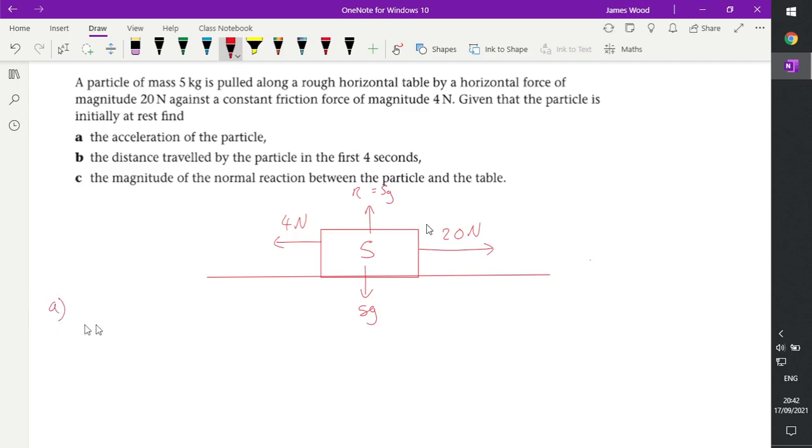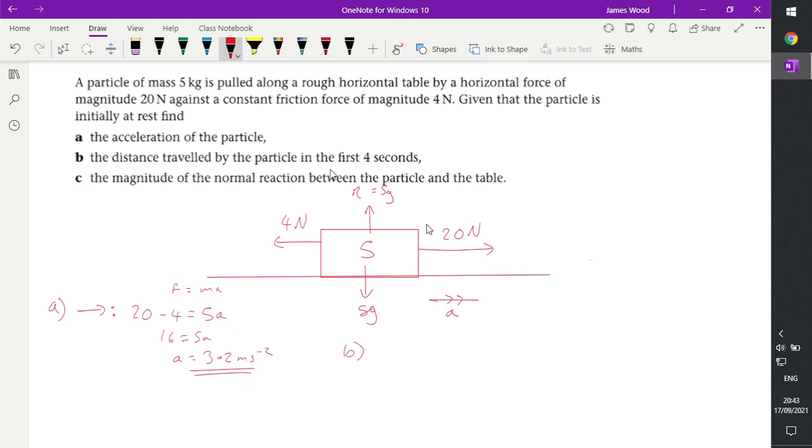So part A is find the acceleration. It's obviously going to accelerate to the right because 20 is bigger than 4. I'm just going to label it as a for now. So resolving my forces to the right, I've got 20 minus 4 equals 5a, just using F equals ma. So that's 16 equals 5a. So a is 16 over 5, which is 3.2 meters per second squared. Okay, so that's the first part done.